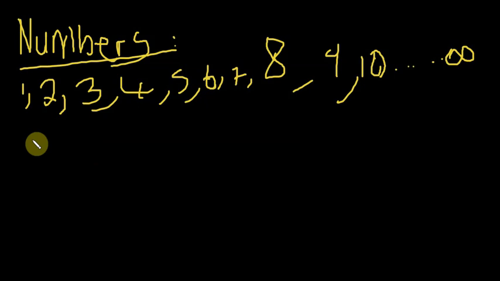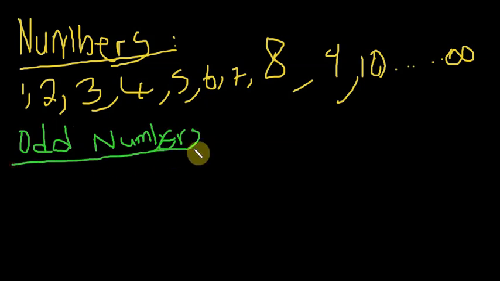Our first grouping is odd numbers. We can group some of the numbers into odd numbers. What are odd numbers, someone might be asking. Odd numbers are numbers that are not divisible by 2. What that means is they cannot be divided by 2.